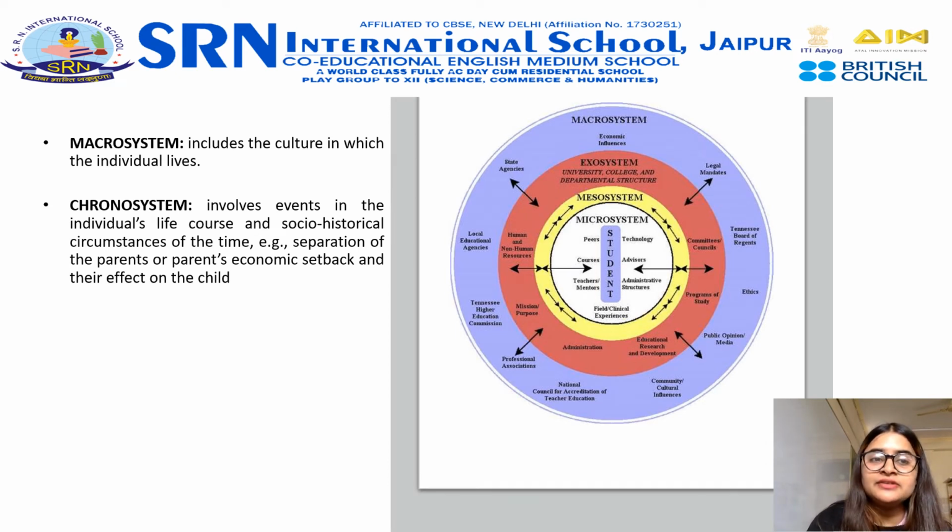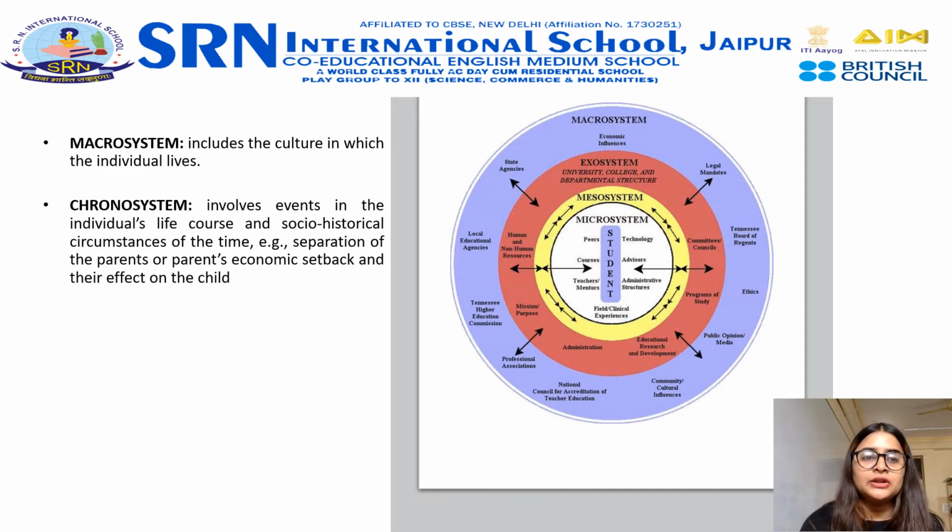Alright, so now let's discuss macrosystem and chronosystem. Let's start with macrosystem. Now, macrosystem includes the culture in which the individual lives. So, we live in Indian culture, we have culture related to each religion, and we have culture related to each state. So, we can say that the macrosystem is something which is made up of our culture.